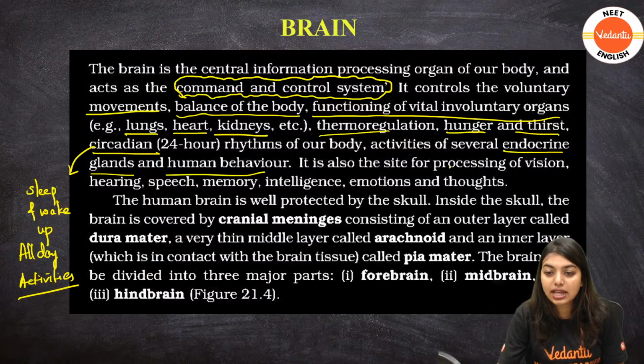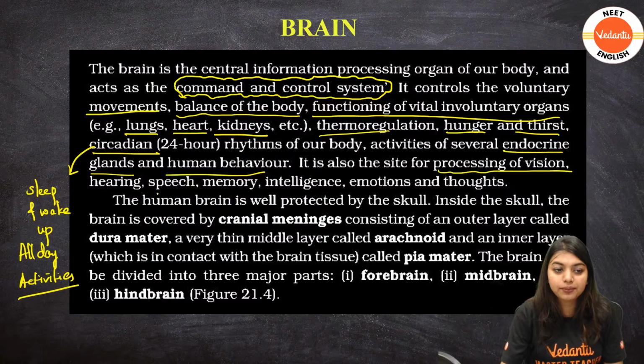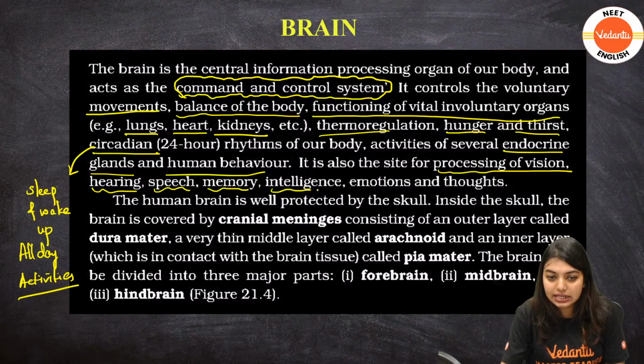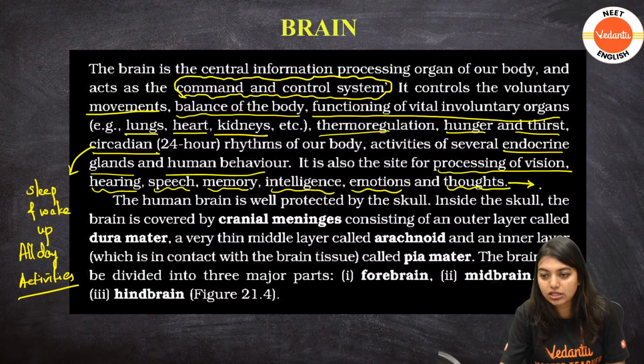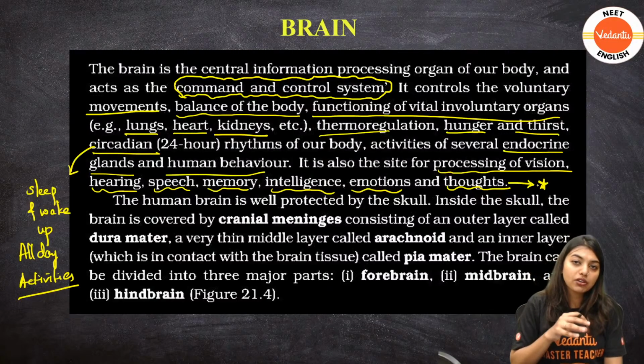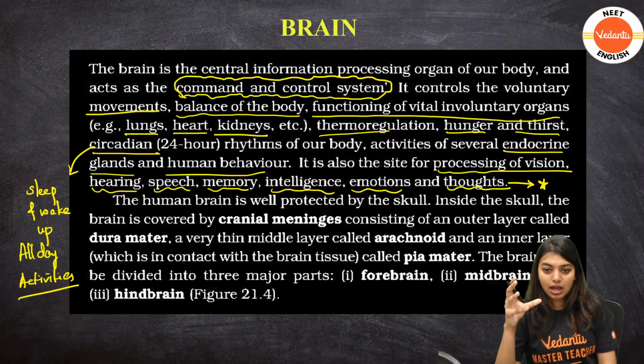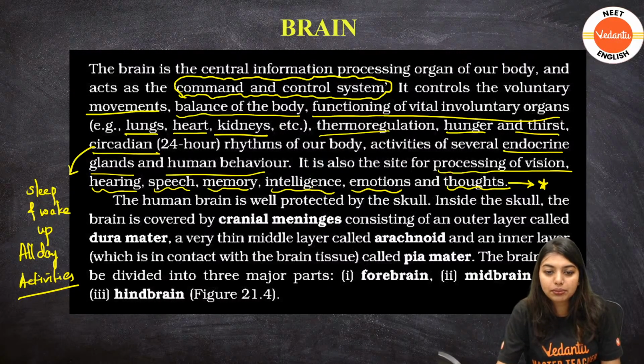It is also a site for processing of vision, hearing, speech, memory, intelligence, emotions, and thoughts. Now you will also study where all this is happening, like which part of the brain is doing what kind of action. Now the human brain is well protected by the skull or your cranium.